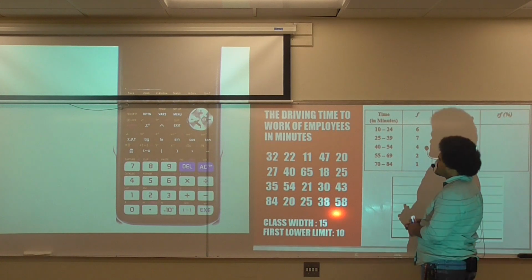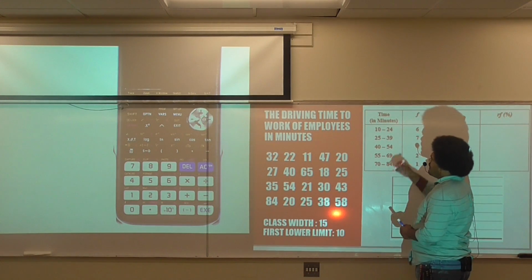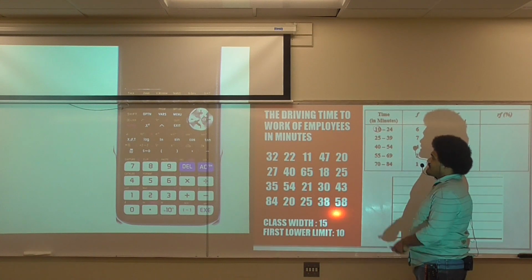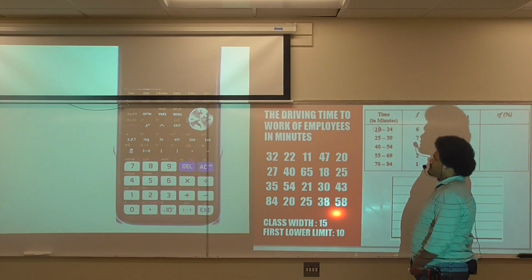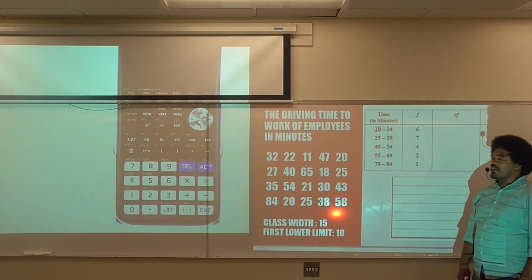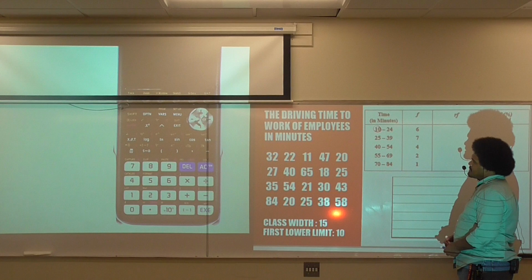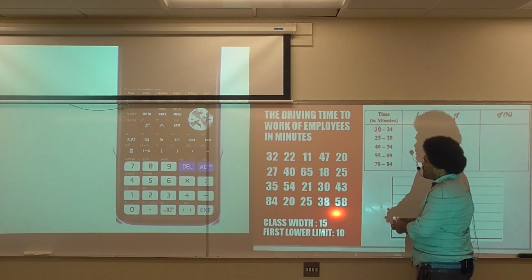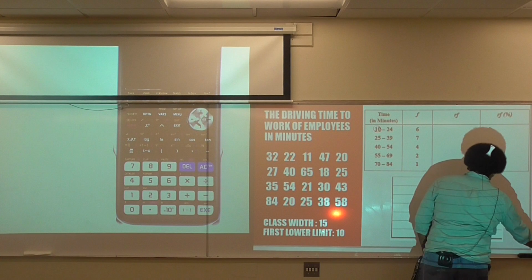First, we need to know our lower limit, because that's what we're going to be putting into the CASIO. And also, it's going to ask us to put in the class width, aka interval size. So how do we do that? How do we get this 15 right here? Well, we should recall.